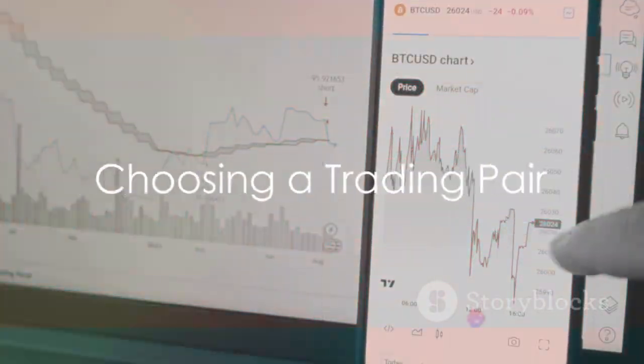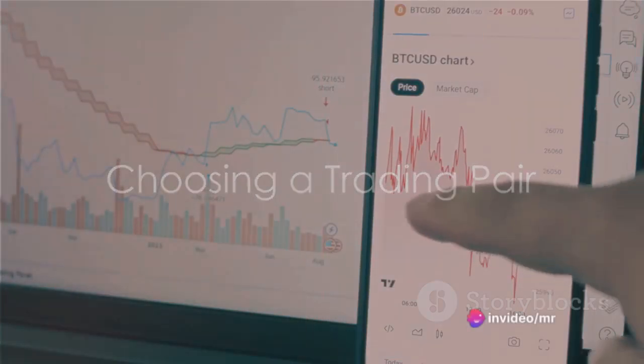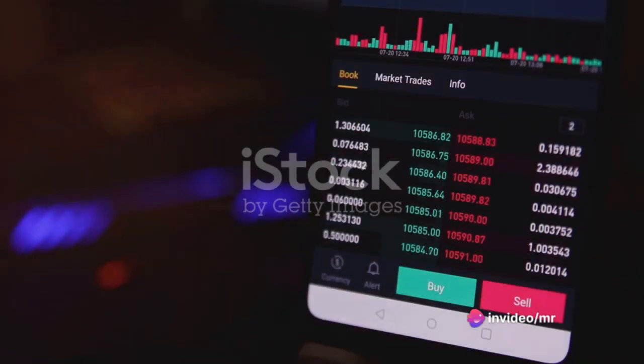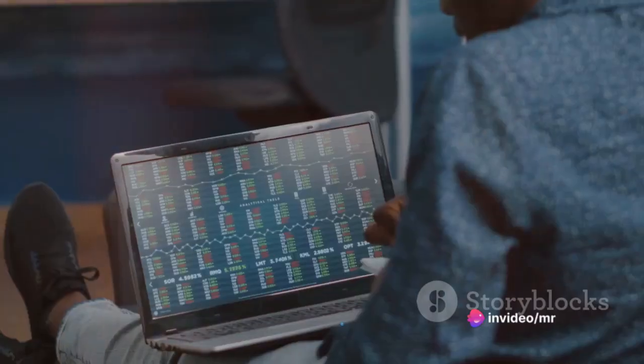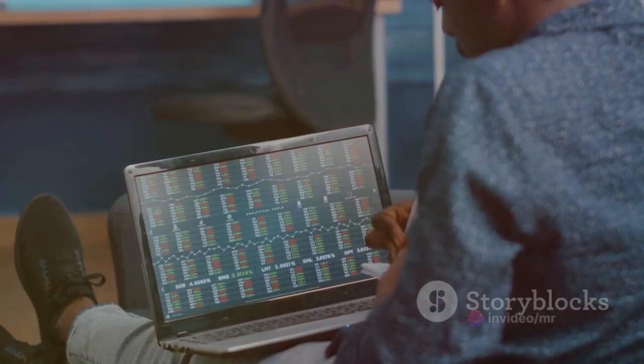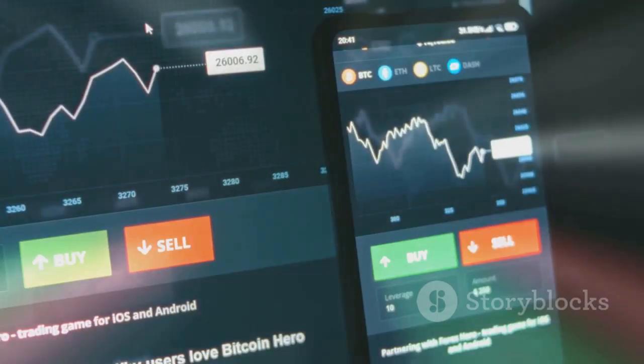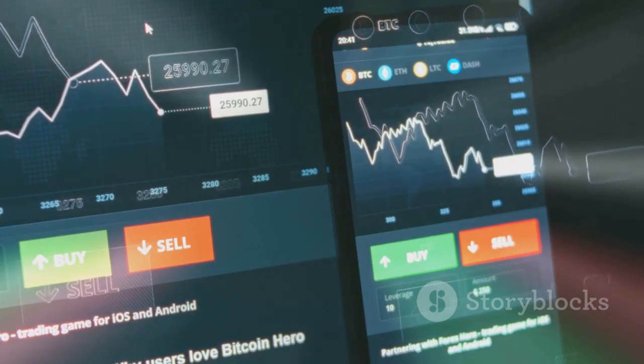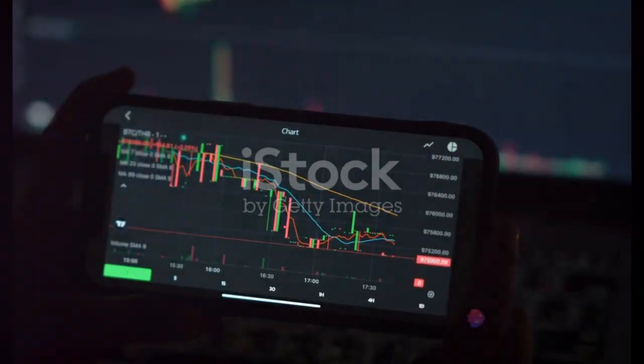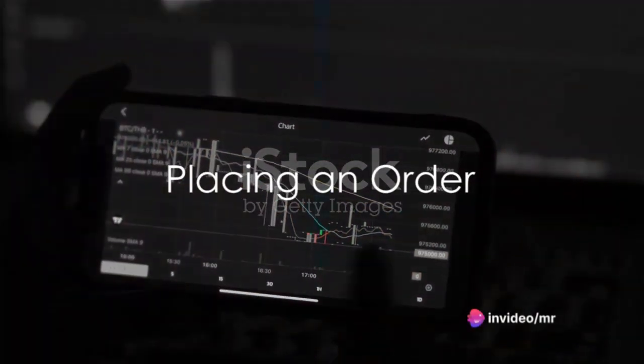Once your account is funded, it's time to start trading. Click on Markets to see all the available trading pairs. Choose a pair such as Bitcoin to USDT and click on it. You'll see a detailed chart with the current price and trading volume. Now, you're ready to place your first order.